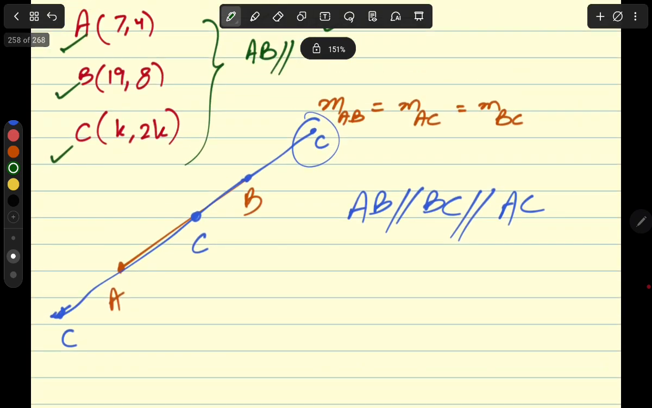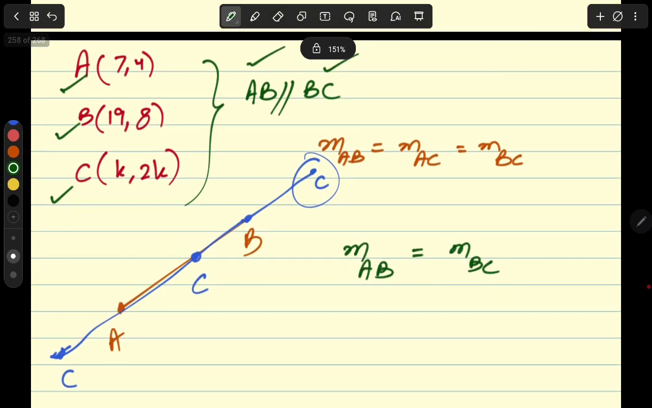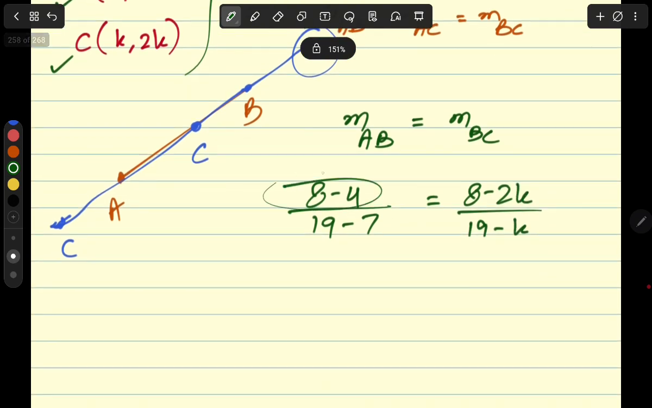So if AB is parallel to BC, let us just put it here. So M of AB is the same as M of BC. So M of AB is going to be 8 minus 4 over 19 minus 7, and M of BC is going to be 8 minus 2k over 19 minus k. Pretty simple. So this is 4 times 19 minus k, which is 76 minus 4k. And 19 minus 7 is going to be 12.